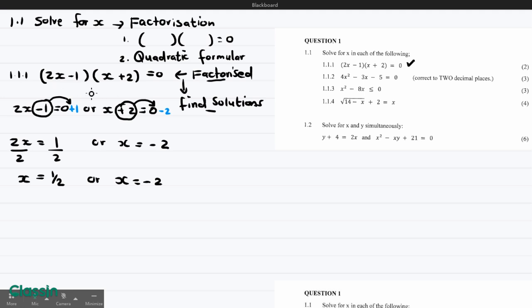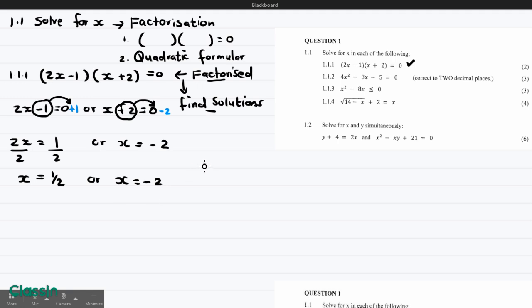If I may repeat this: if we solve for x, it means that you need to do factorization. But in cases where you are given brackets, it means that the problem has already been factorized, so you can get the answer. That is how you find answers.